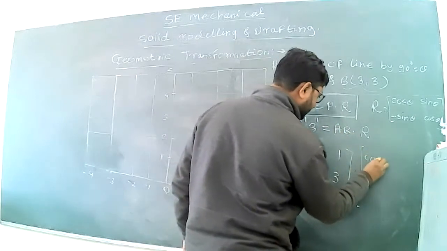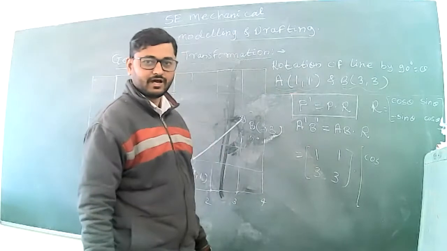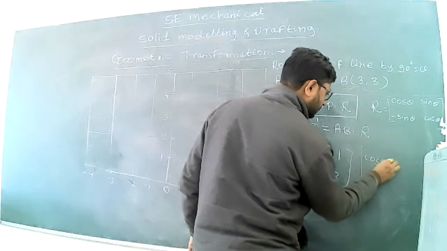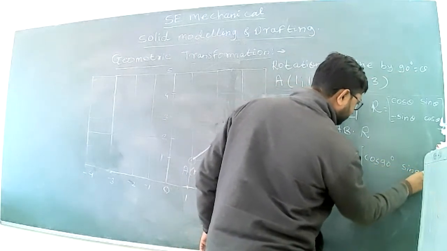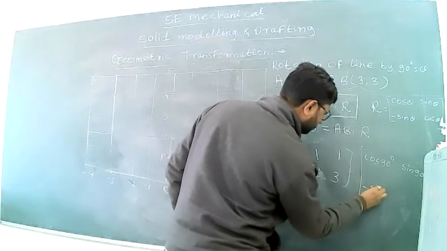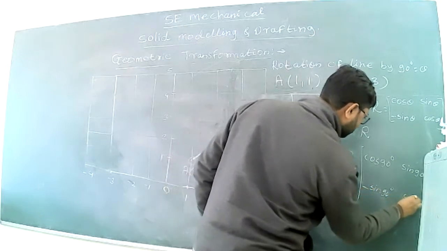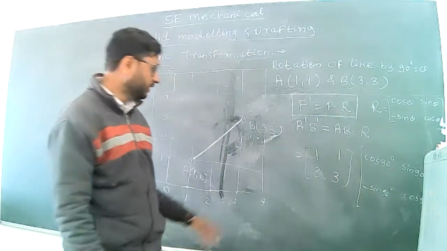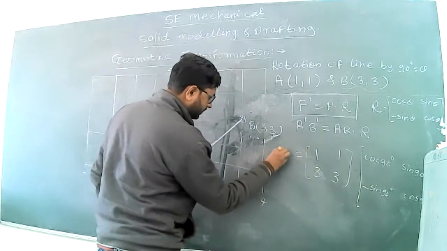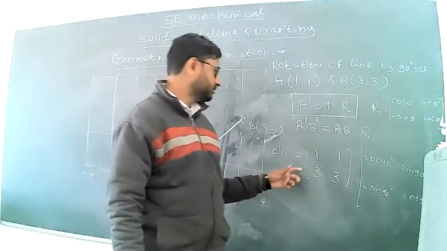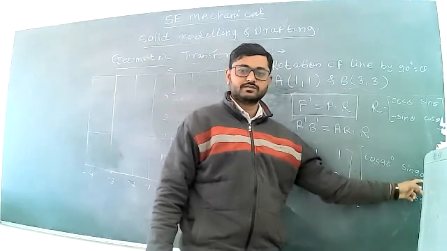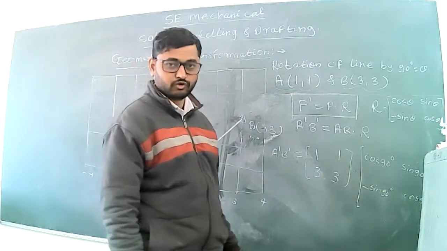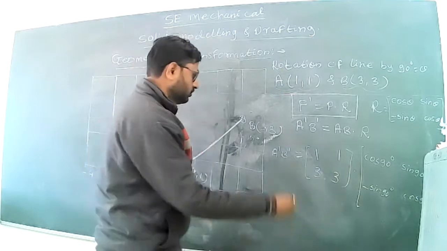R, rotation, is cos theta, sin theta, minus sin theta, cos theta. Here we assume theta as 90 degrees, so cos 90, sin 90, minus sin 90 and cos 90. So students, A dash B dash, that is the new line, is equal to 1 1 3 3 into cos 90 sin 90 minus sin 90 cos 90, and we know that cos 90 is 0 and sin 90 is 1.